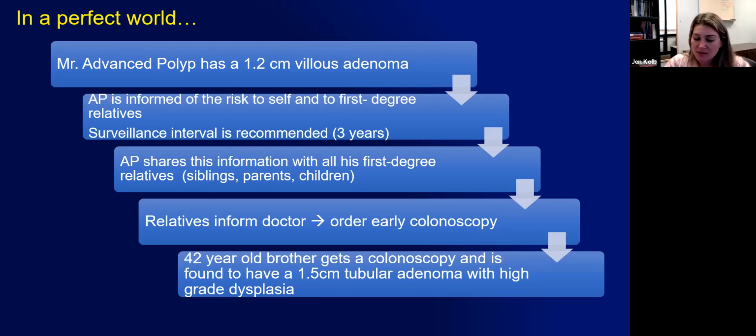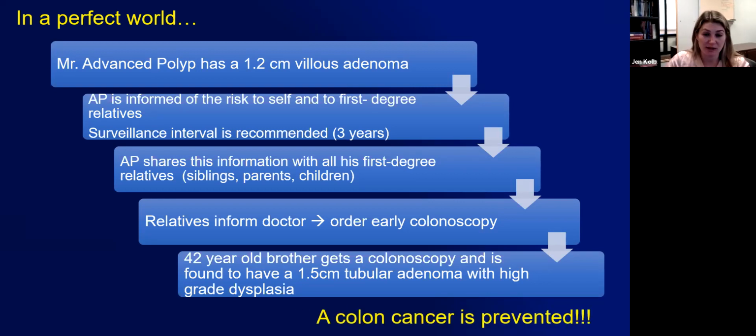So we end up with a young patient getting a colonoscopy and finding a polyp, a 1.5 centimeter tubular adenoma with high-grade dysplasia. So if a 42-year-old brother or a 44-year-old sister, whatever it is, has that procedure and gets that polyp removed, that without a doubt would have been cancer, right? So this is a perfect world. A colon cancer is prevented. And I do include this perfect paradigm because I think all of us on this call are part of this pathway and in some way can really contribute to the goal, which is to connect patients and families and physicians and pathology findings and colonoscopy findings to get this to happen.